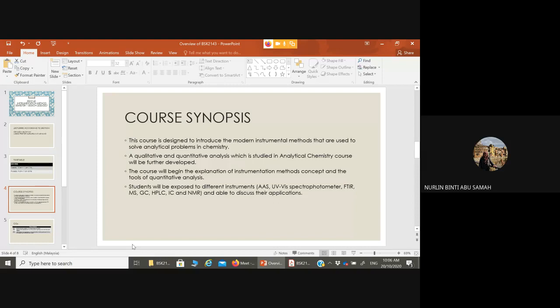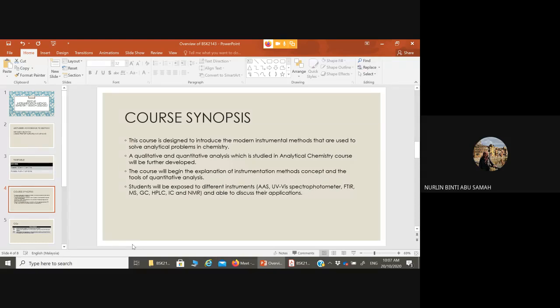You can see that the difference between UV-Vis and FTIR is the source of the light. UV-Vis uses ultraviolet and visible light, while FTIR uses infrared ray. Next, we have mass spec, mass spectrometer, so you will understand more about it. Next is GC.